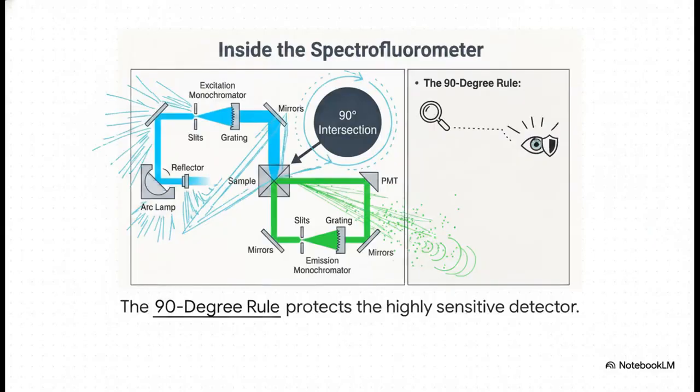The engineering solution inside standard spectrofluorometers is actually remarkably simple, but it's a total breakthrough: the 90-degree rule. Instead of sitting right behind the sample, detectors are positioned at a perfect right angle. The intense excitation beam shoots straight through, while the 90-degree detector safely catches only the multidirectional, scattered glow radiating off the sample itself. Pretty clever, right?